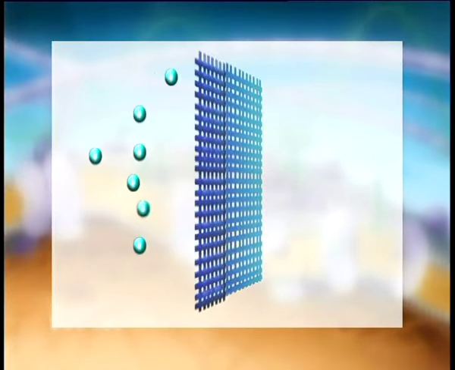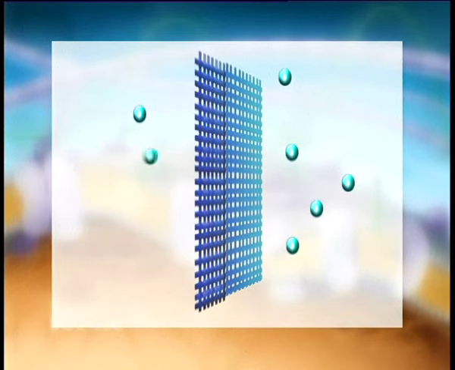Another process is the osmosis. Osmosis is the diffusion of water across a semi-permeable membrane. Water moves from an area of lower solute concentration to an area of higher solute concentration.